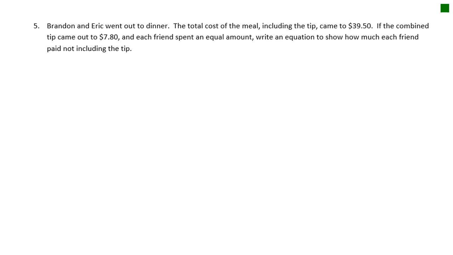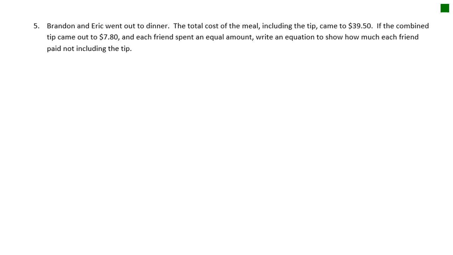All right, moving on to number 5. It says Brandon and Eric went out to dinner. The total cost of the meal, including the tip, came out to $39.50. If the combined tip came out to $7.80, and each friend spent an equal amount, write an equation to show how much each friend paid, not including the tip.